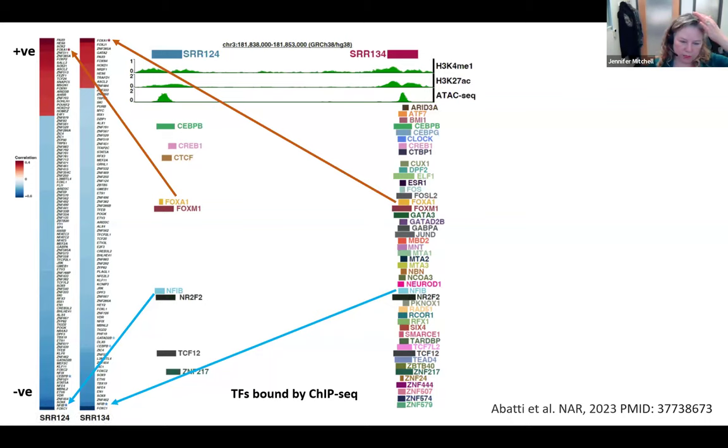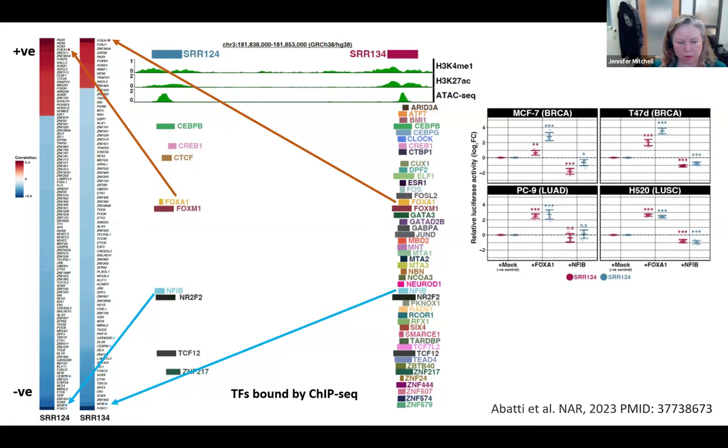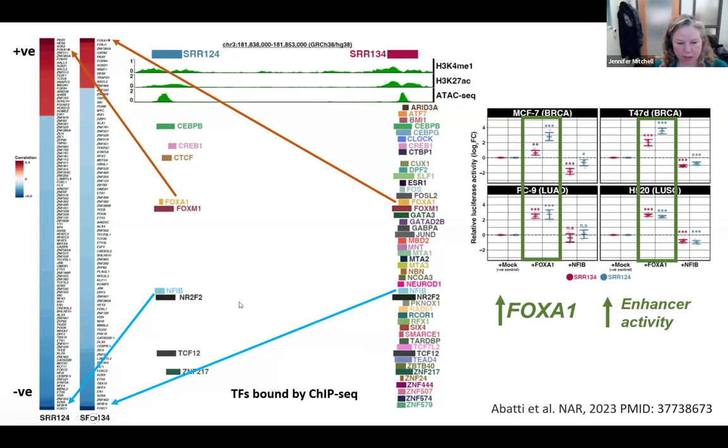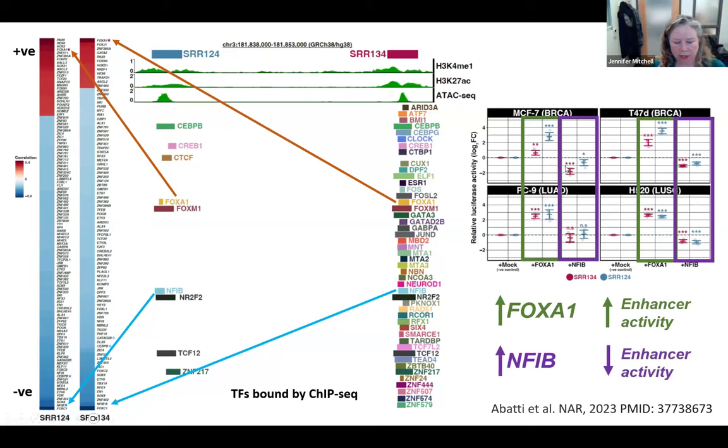One of the first things we did was reporter assays where we overexpressed either FOXA1 or NFIB. We found that when FOXA1 expression was higher, we could drive enhancer activity higher than when FOXA1 was not overexpressed. Conversely, when we overexpressed NFIB, in most cases we could drive lower enhancer reporter expression. This indicates that FOXA1 is a positive regulator of this enhancer activity and NFIB is a negative regulator of this enhancer activity.